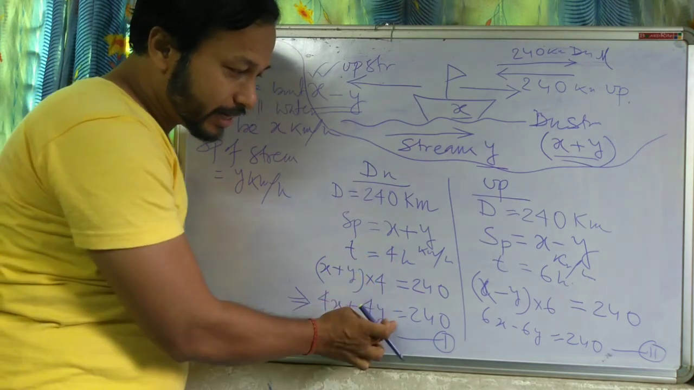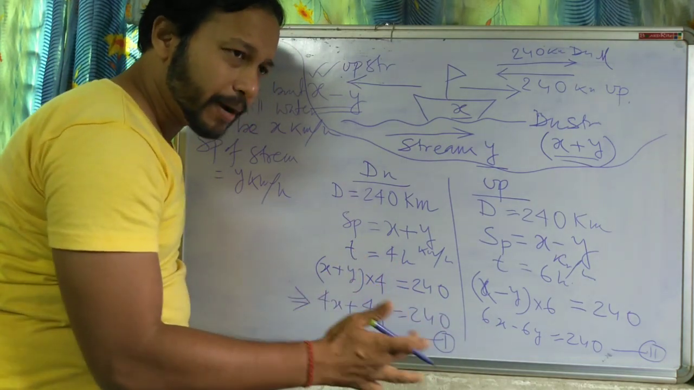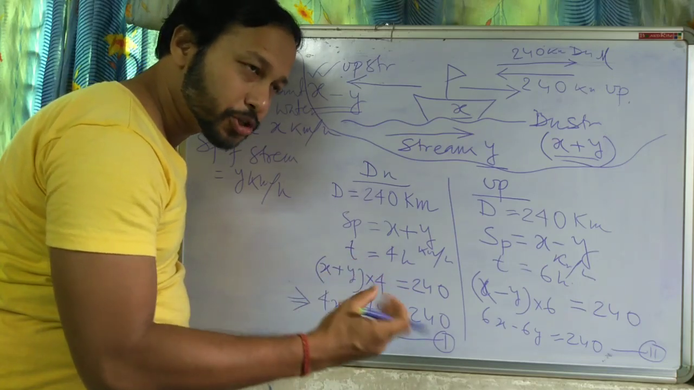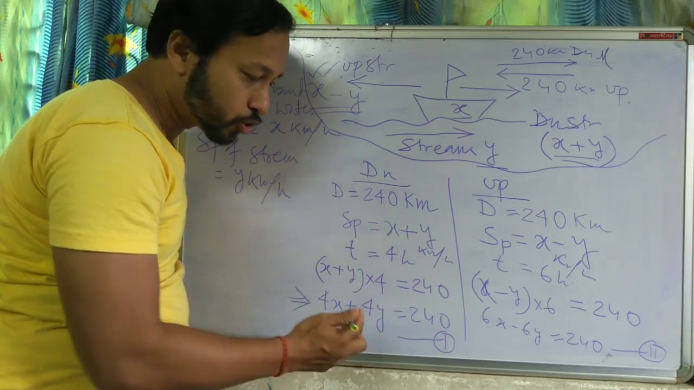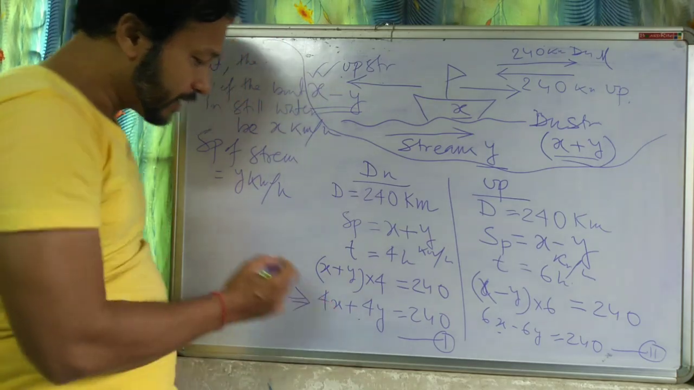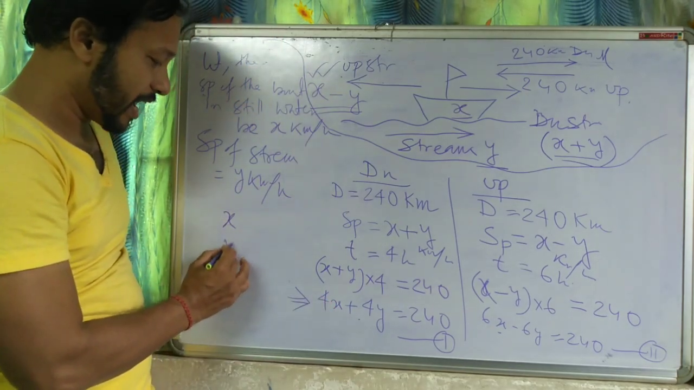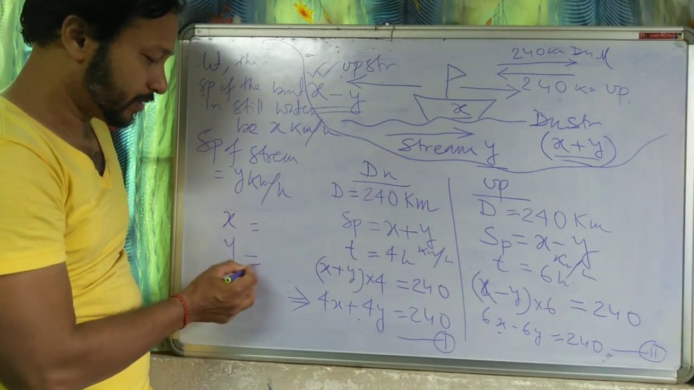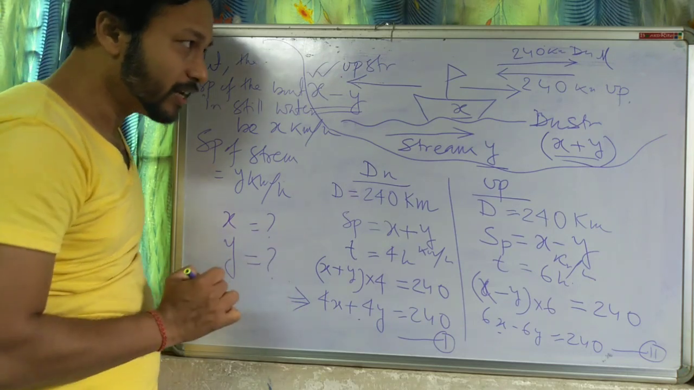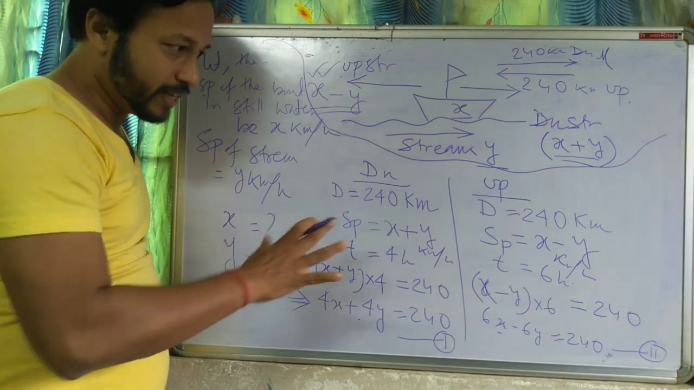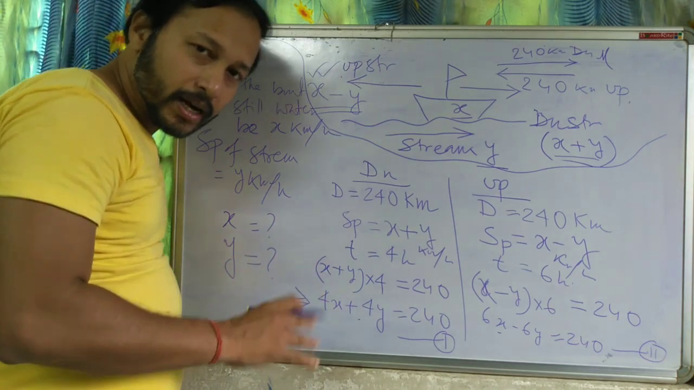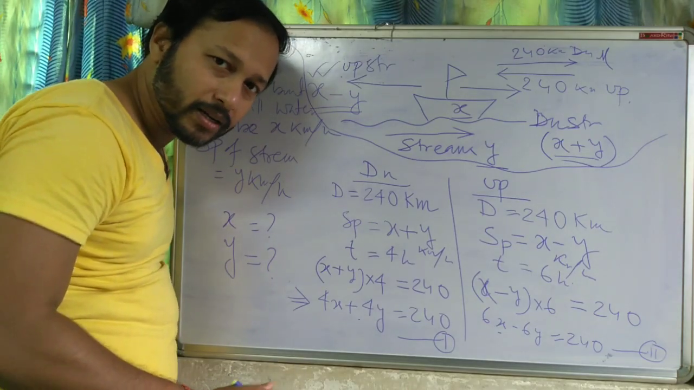So easily we can solve these two equations by any method you want, either substitution method or elimination method. By solving this, we'll get the value of x and y. So the answer will be there if you solve it. Let us go for another example.